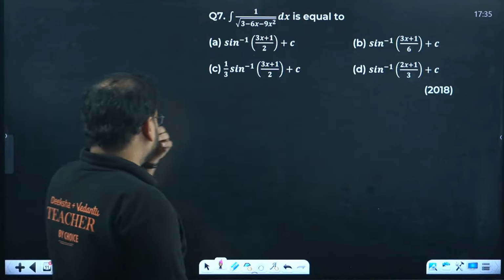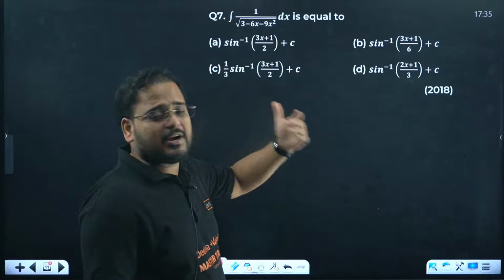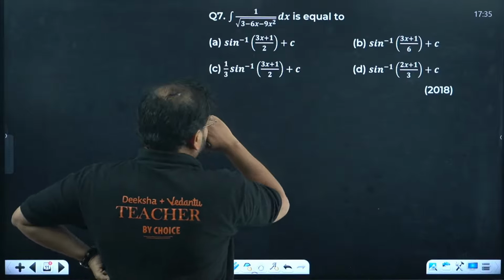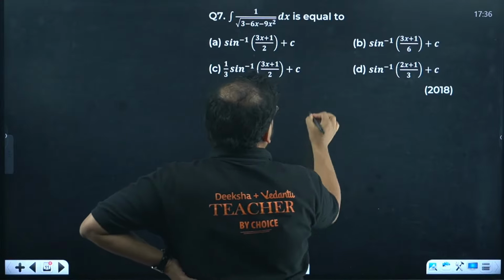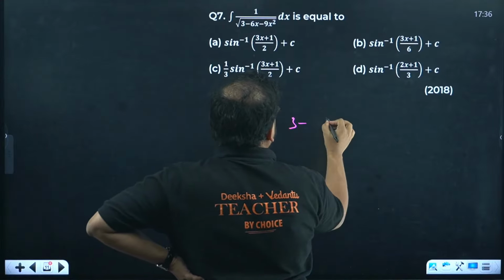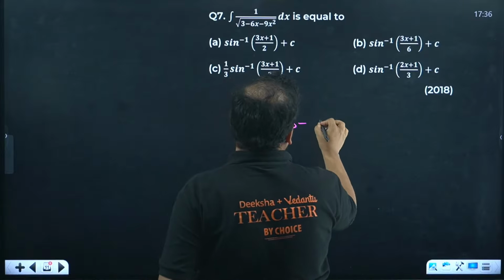Yeah, seventh one. This question. Again, if you solve it, it will take some time, but let's try to use some method over here, and that will be what? Taking minus 9 common actually. So we'll do this 3 minus, let's do minus of 9 common.